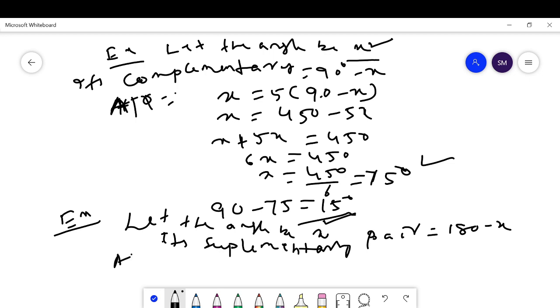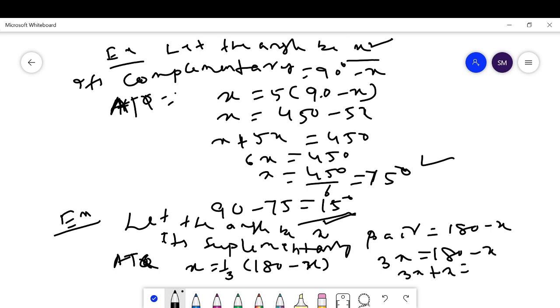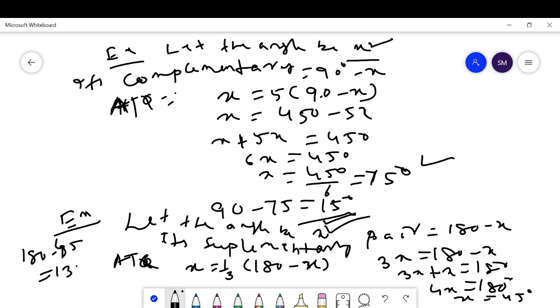According to the question, the angle is 1/3 of its supplementary pair. Okay. Then 3x is equal to 180 minus x. 3x plus x is equal to 180 degree. 4x is equal to 180 degree. x equals 45 degree. The angle measures 45 degree and its supplementary pair is 180 minus 45, which equals 135 degree.